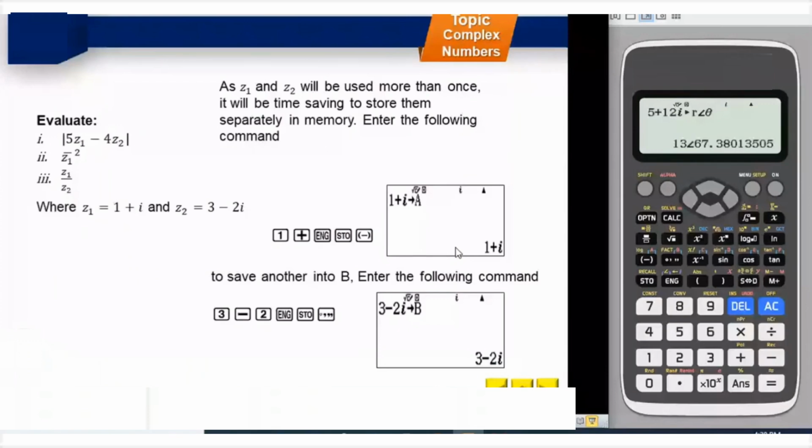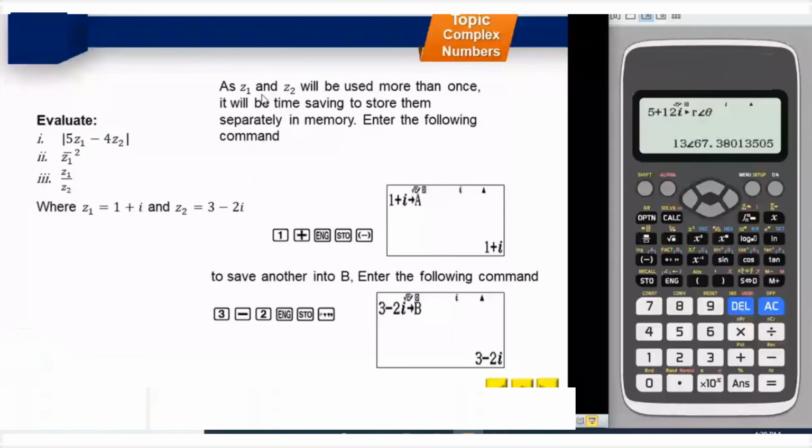And the next part is, we need to solve these 3 parts, where Z1 is 1 plus iota and Z2 is 3 minus 2 iota. Whenever multiple parts are involved of the same complex numbers, my advice is always store the value in the memory of the calculator. I'll teach you how to store it. I have also mentioned it on the screen so that this is in your memories.